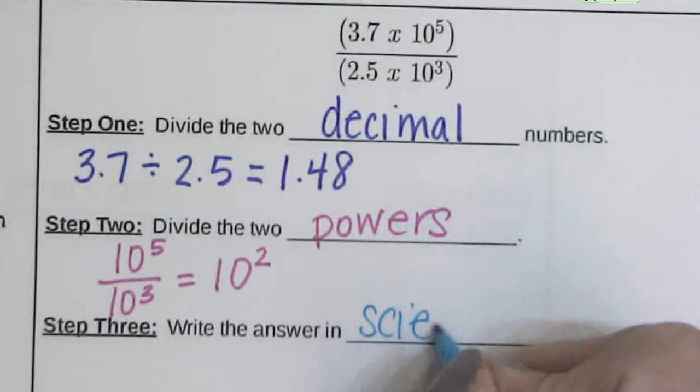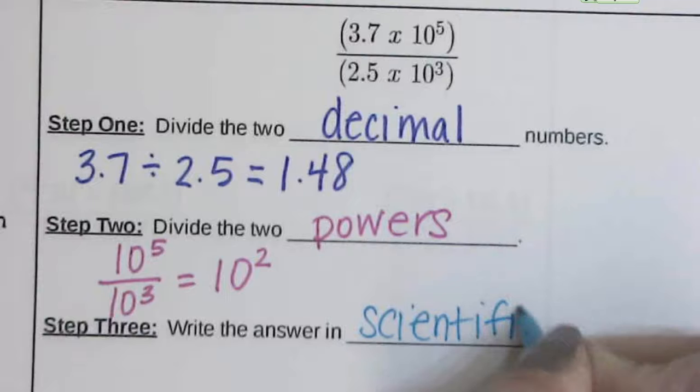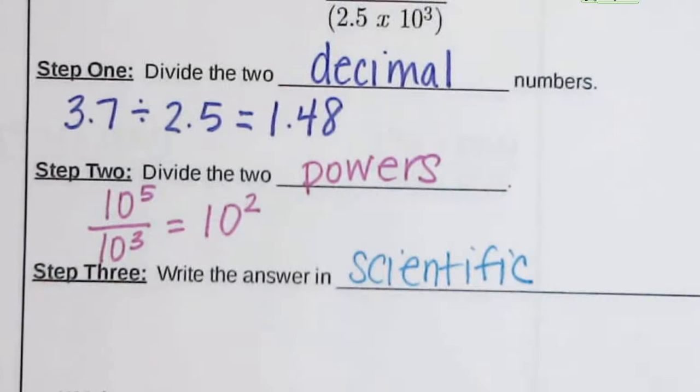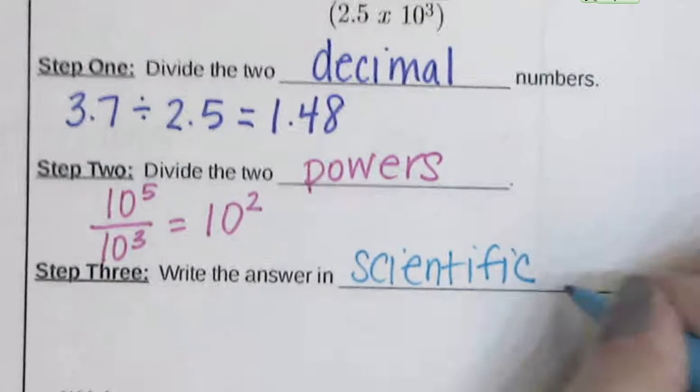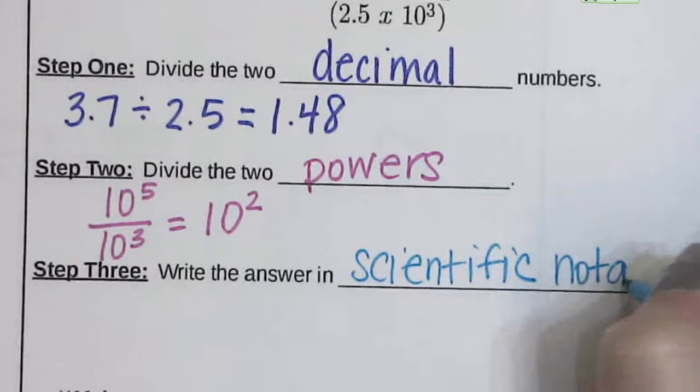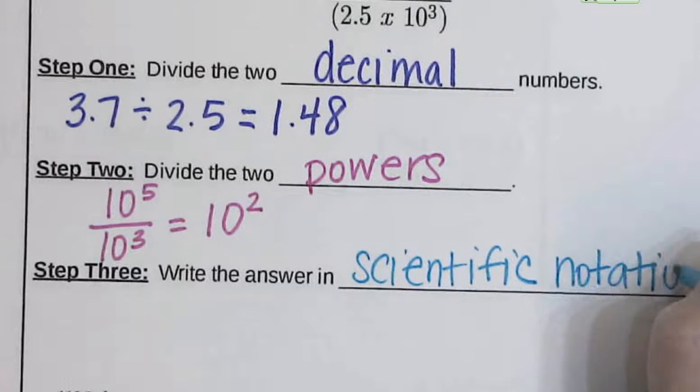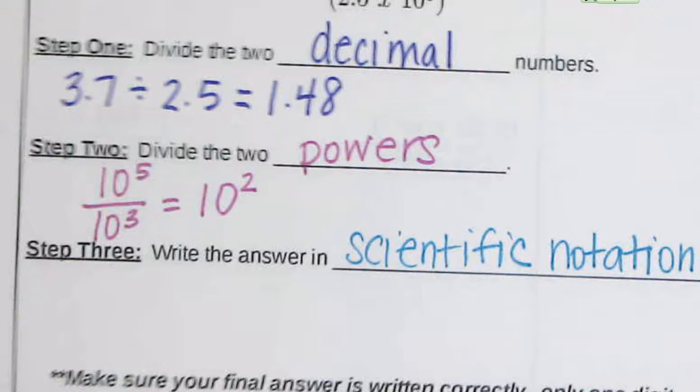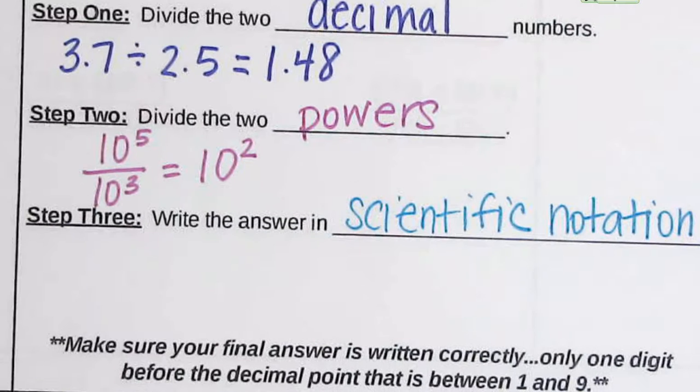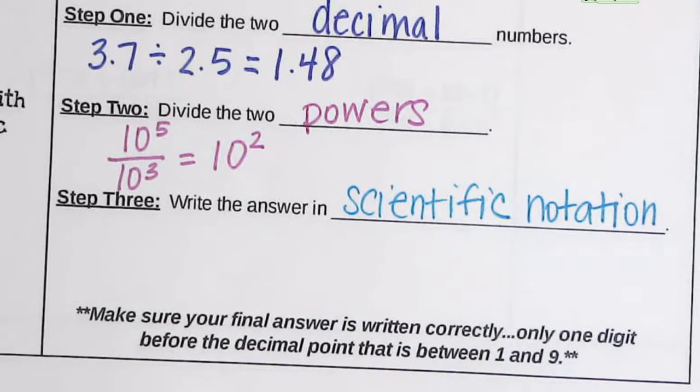So in scientific notation, we always have that number first multiplied by your power. So that means I'm going to have 1.48 times 10 to the 2nd. And now before I can say that I'm done, I need to make sure that I look to see if this answer is written in proper scientific notation.